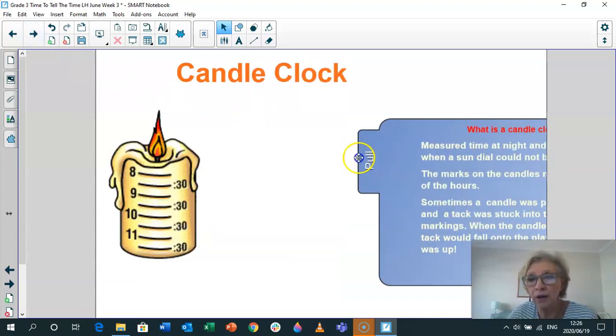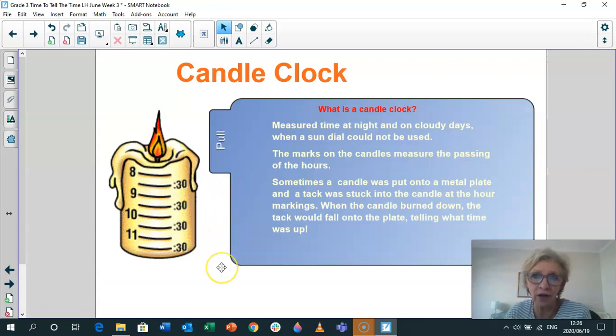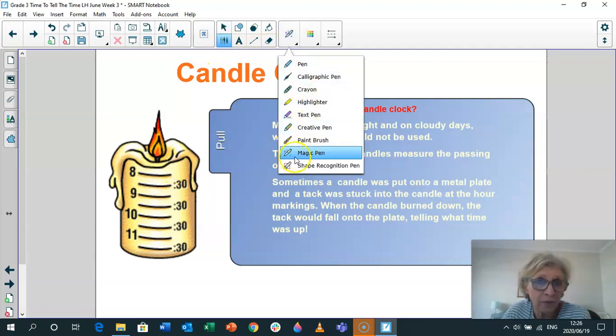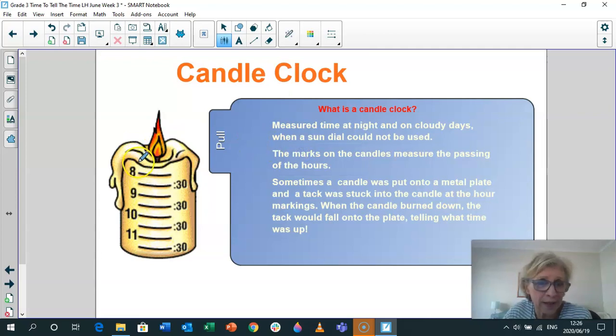All right, so now we're going to have a look at a candle clock. What is a candle clock? The candle clock measured time at night and on cloudy days when a sundial could not be used, because if there's no sun, there was no shadow. And the marks on the candles measure the passing of the hours. So let's have a little look at this one now. It's quite interesting. Right, so there, for instance, it's 8 o'clock in the morning, right? And once the wax melts, then it passes along these little markings here and tells the time. So the marks on the candles measure the passing of the hours.